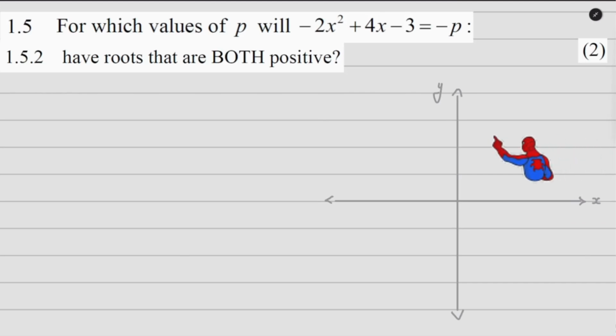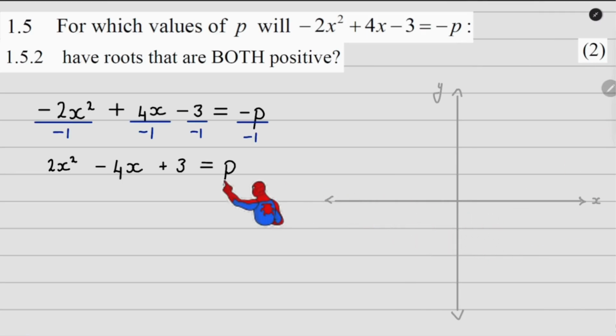Okay, welcome to your challenge round. So for which values of p will this equation have roots that are both positive? To start this off, I'm going to divide everything by negative 1 so that I get a positive p here. It's much easier to work with positive p rather than negative p. And in summary, what that does is it changes the signs of everything.